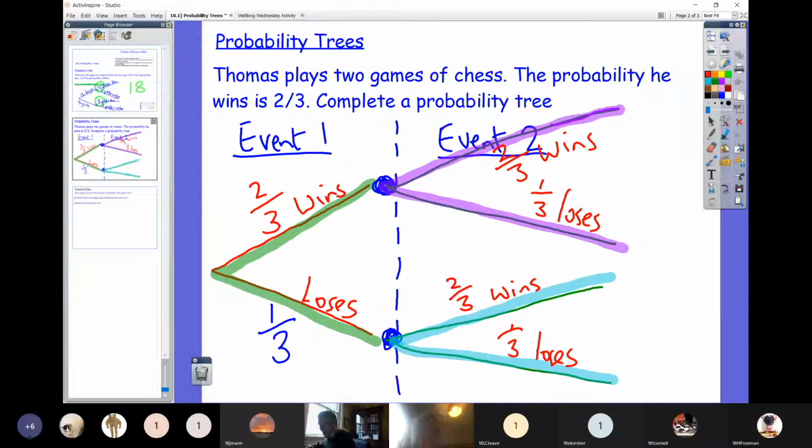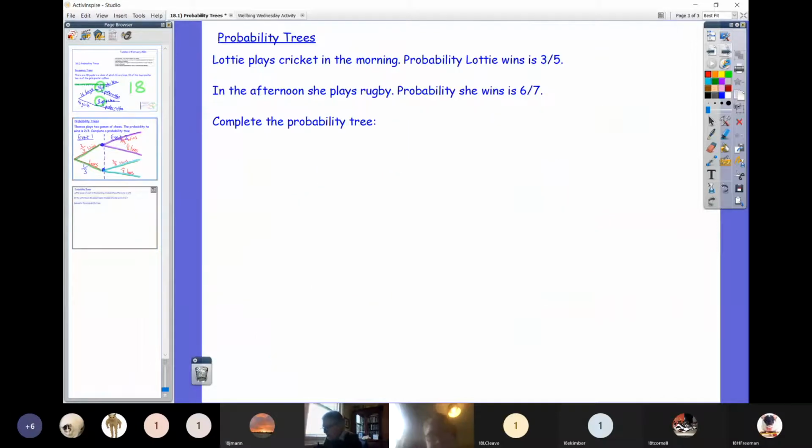Now let's just do a slightly different one. So we're moving on to Lottie now. Lottie's playing a game of cricket in the morning and a game of rugby in the afternoon. So again, just to visualize what's going on, let's break it down into morning and afternoon. In the morning, that's when Lottie's playing cricket, and in the afternoon, that's when she's playing rugby.